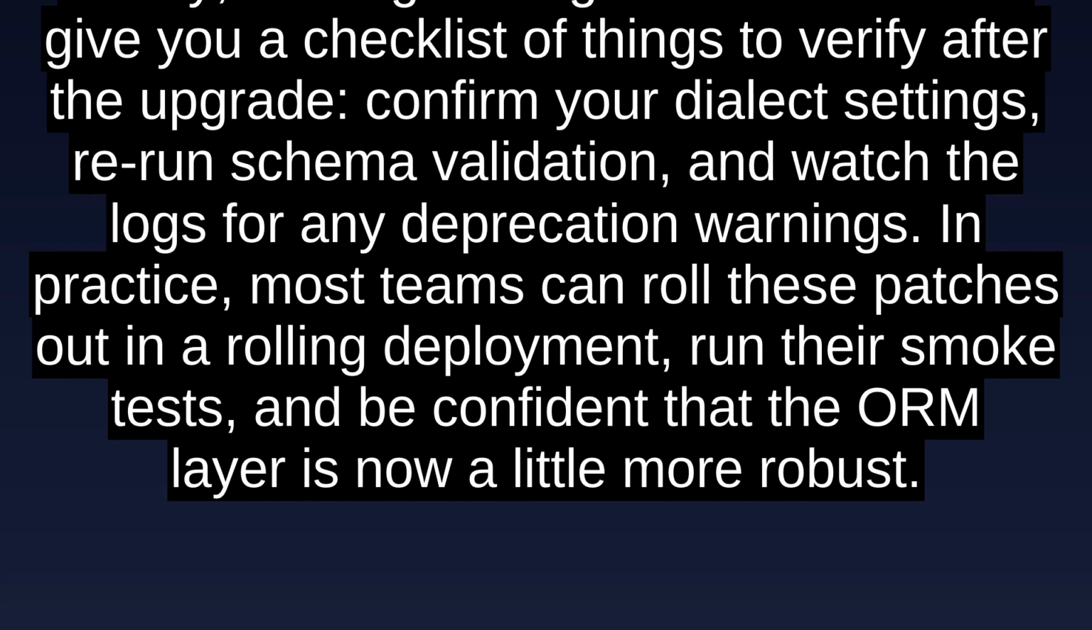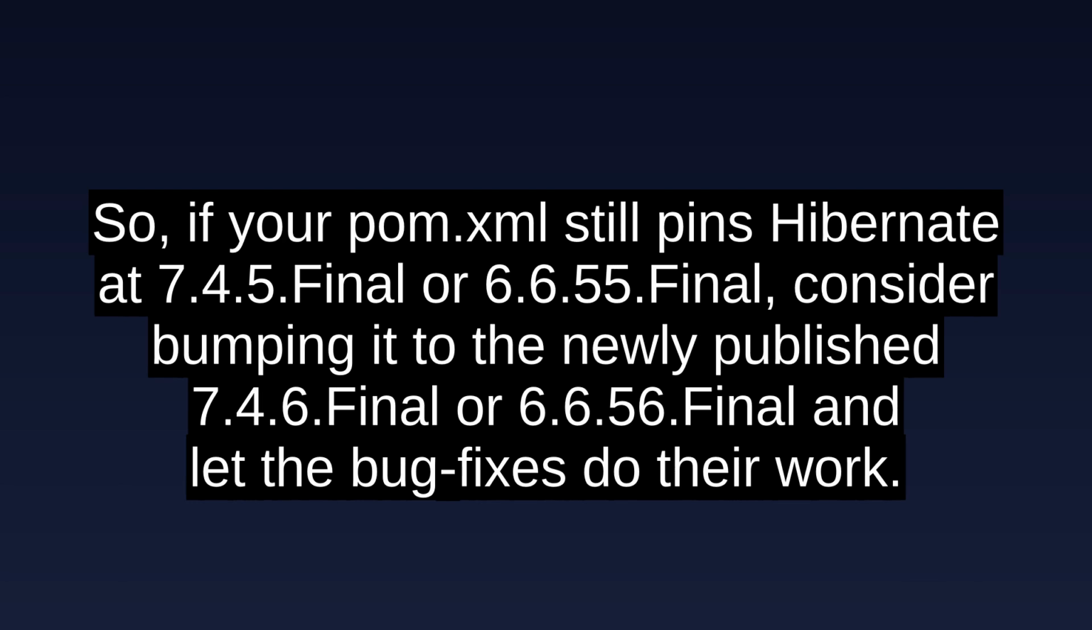Finally, the migration guides for each line give you a checklist of things to verify after the upgrade. Confirm your dialect settings, rerun schema validation, and watch the logs for any deprecation warnings. In practice, most teams can roll these patches out in a rolling deployment, run their smoke tests, and be confident that the ORM layer is now a little more robust. So, if your POM XML still pins Hibernate at 7.4.5 Final or 6.6.55 Final, consider bumping it to the newly published 7.4.6 Final or 6.6.56 Final and let the bug fixes do their work.